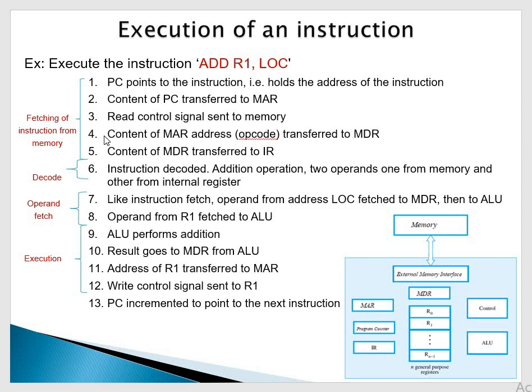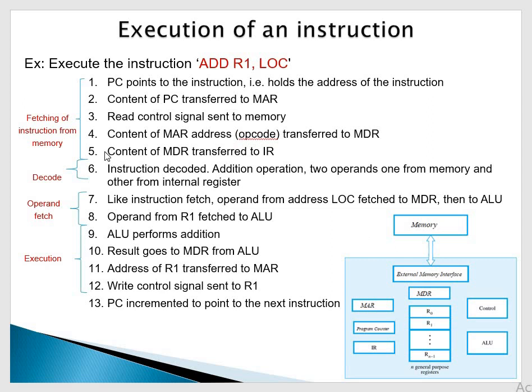So the contents of the MAR address, whatsoever address was sent by the MAR through the address lines, will be transferred. Data of that particular location, which is stored in the form of opcode, will be transferred to the MDR, which is the memory data register. So the data of that particular location will be sent to the MDR through the data lines.